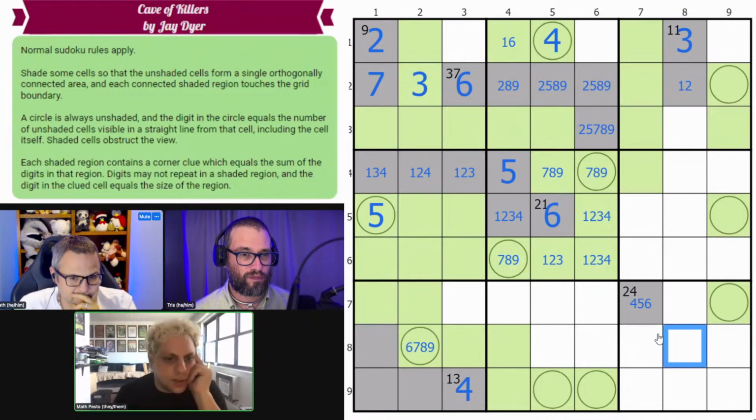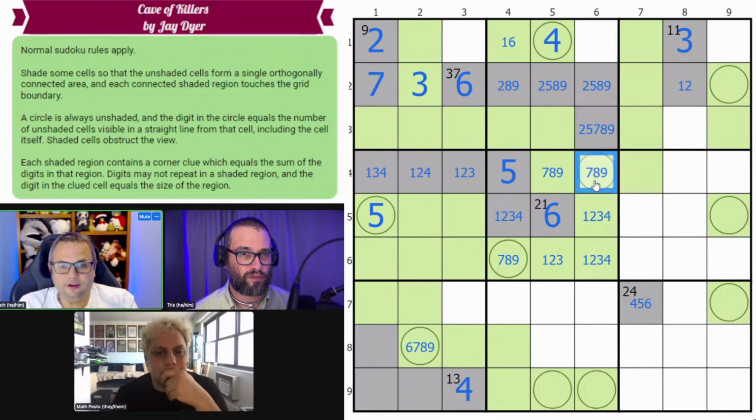Jim says the 7 in the 37 cage looks down because it's got to be in row 6, column 6. Yes, that is very true. Very wise, yes.